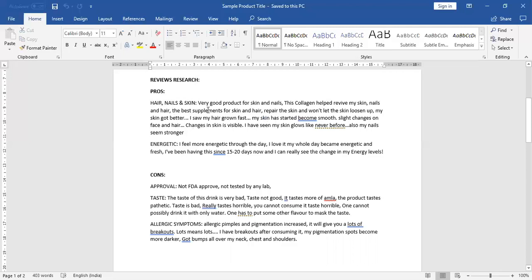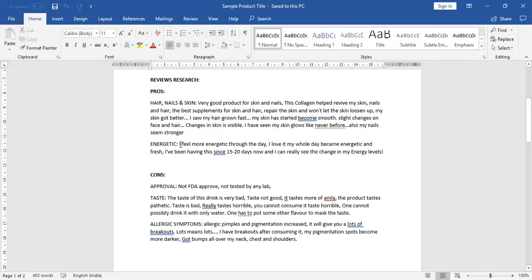The best supplement for hair and skin. Repair skin and won't loosen up. All these phrases I have copied from the reviews related to hair, skin, and nail. Then these phrases I have copied from the reviews in terms of energetic.